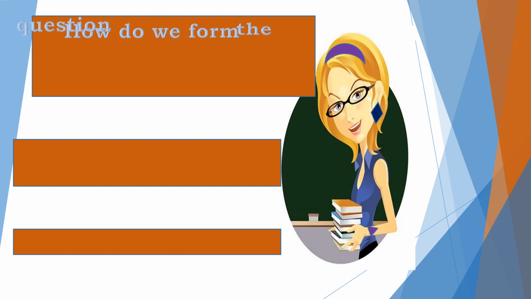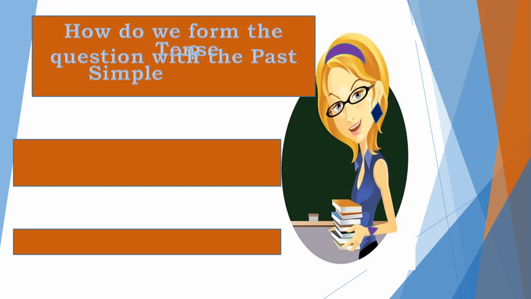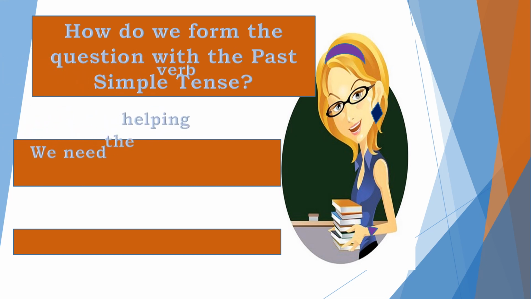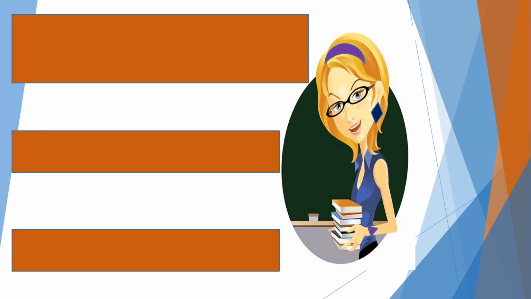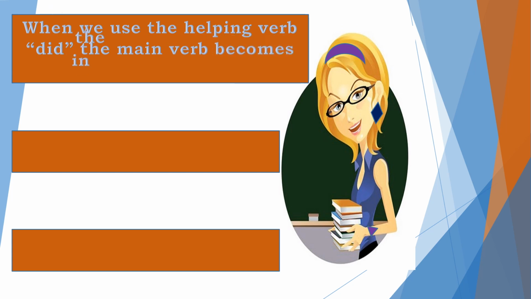Next thing we do is how do we form the question with the past simple tense. We have the same idea as we did with the present simple tense. We need a helping verb. Instead of using do, we use do in the past. Do in the past is did. So in the present it is do and does, and the past will be did. Again, I want to remind you, when we use the helping verb did, the main verb becomes in the base form.